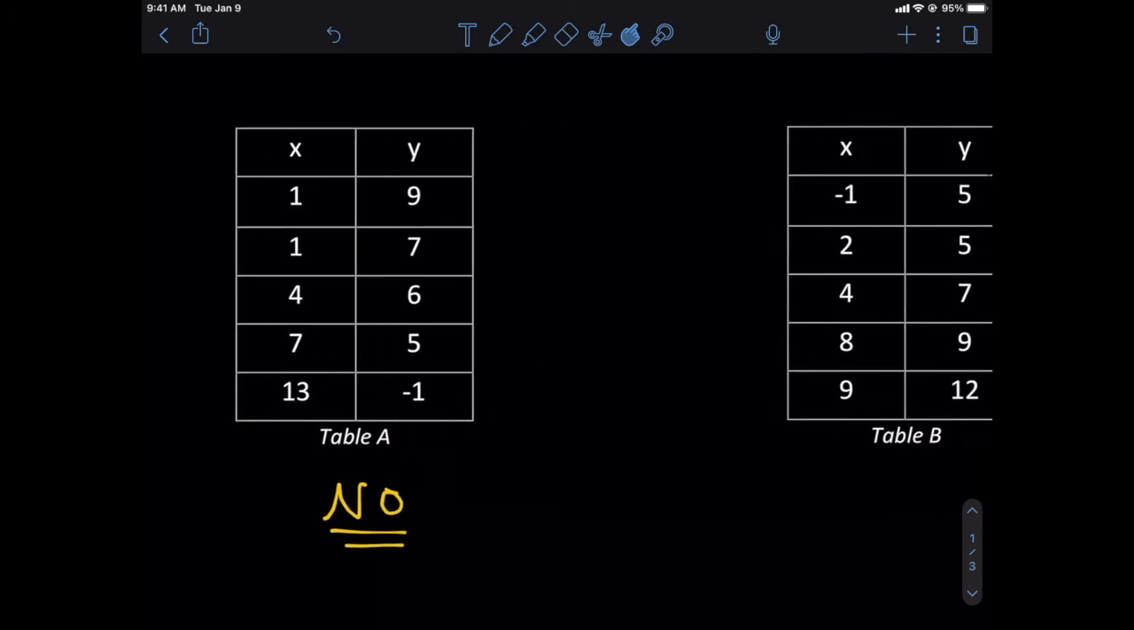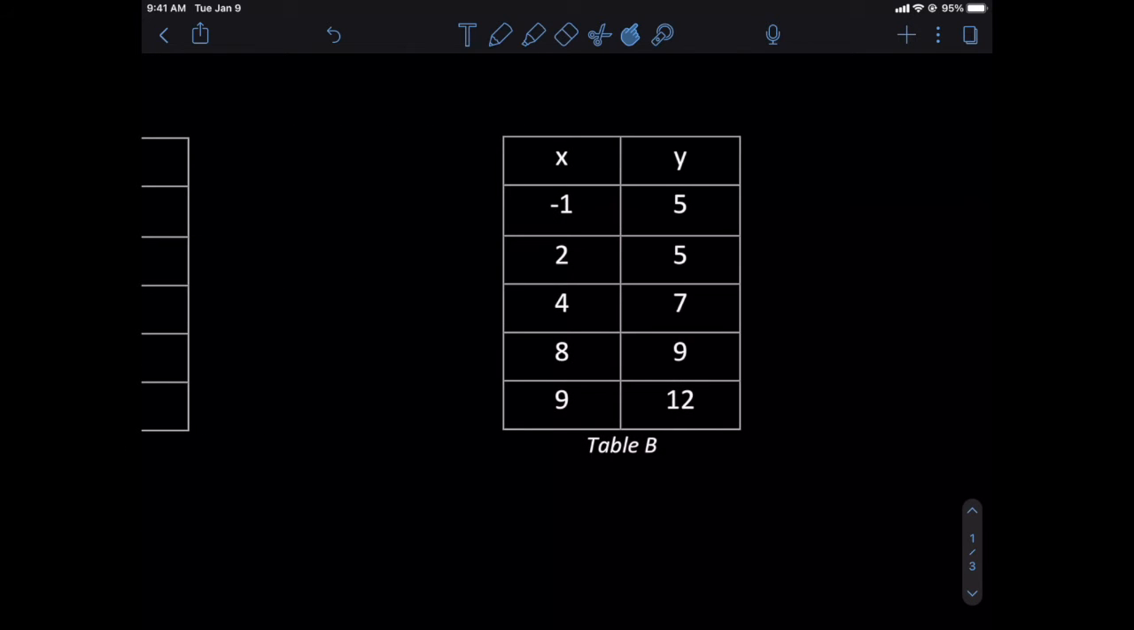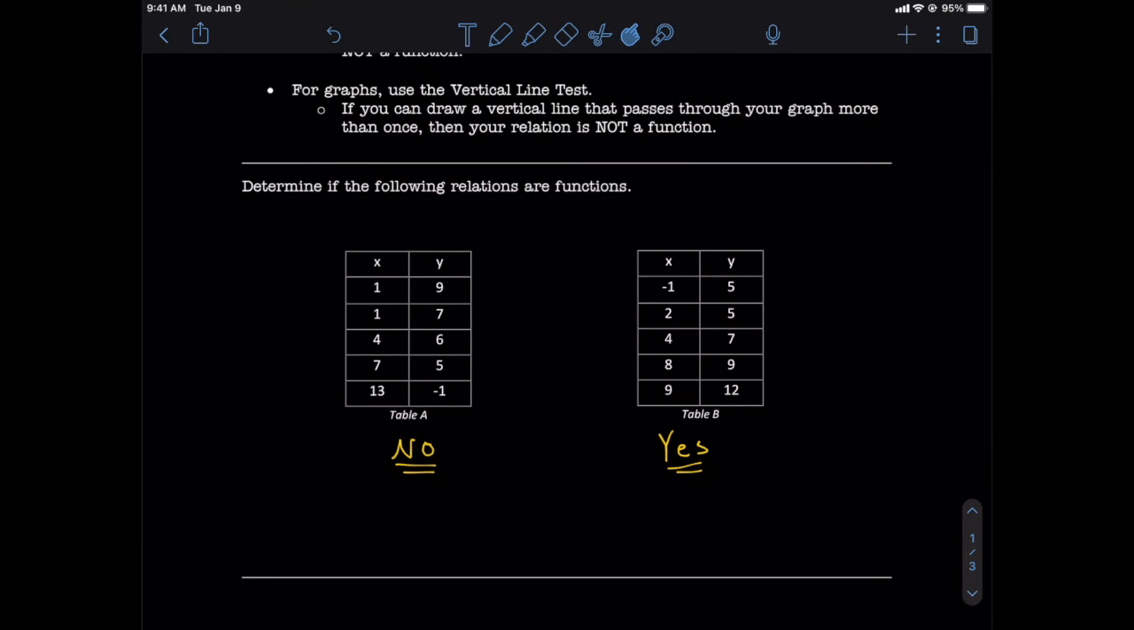And once again, in our next example here, we're going to look for repeated x values, and as you can see from this table, every single one of them is unique. -1, 2, 4, 8, and 9. Since there are no repeats, this is indeed a function. Great, so hopefully we understand tables. Let's take a look at a different kind of relation.